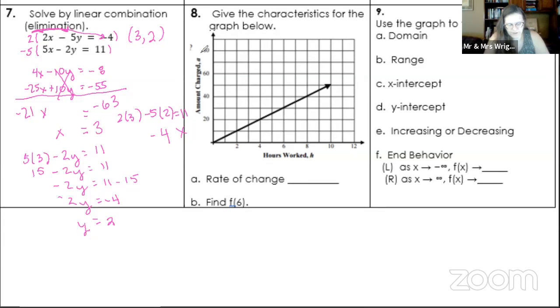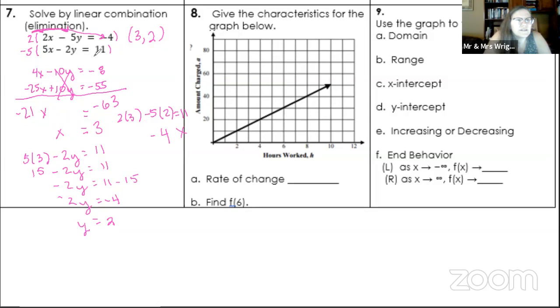Okay, so 5 times 3 is 15. 5x minus 2y equals 11. 5x, x is 3, okay? So then 11 minus 15 is negative 4, divided by negative 2 is a positive 2. I still got the same answer.